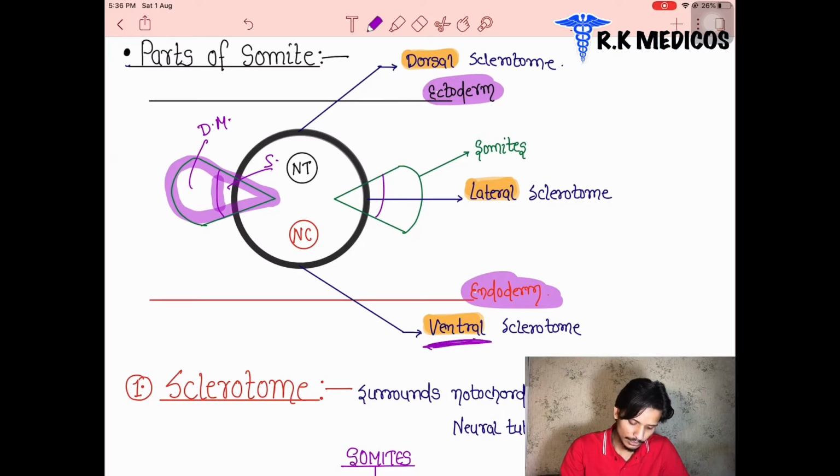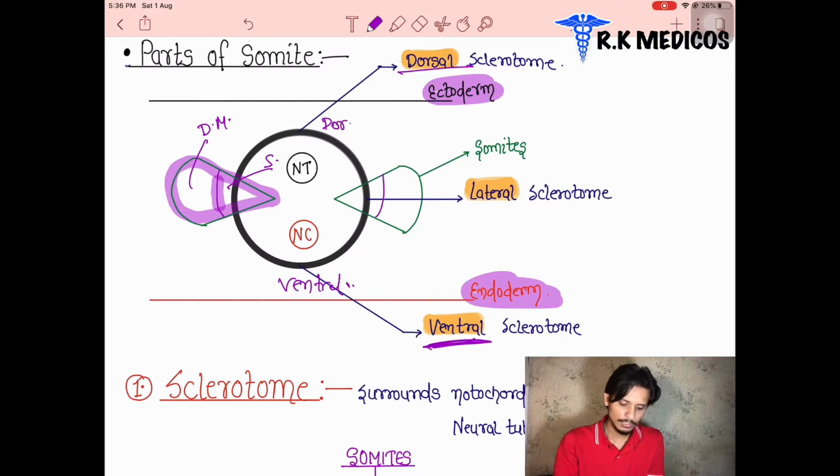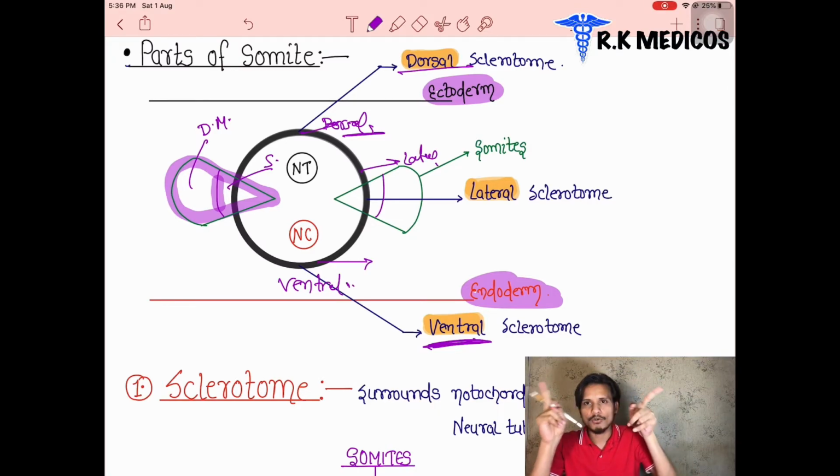This is the ventral part here. The part in front of the notochord is called the ventral part, and the part posterior to it is called the dorsal part. So this is the dorsal part of the sclerotome, and this is the ventral part of the sclerotome. This is the dorsal part, and this is the lateral part of the sclerotome, because the sclerotome is surrounding and covering the neural tube and notochord.